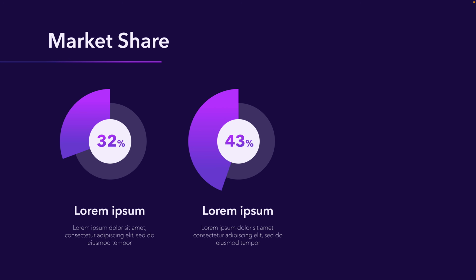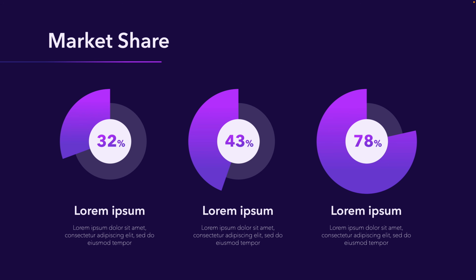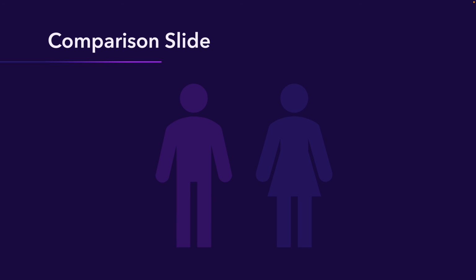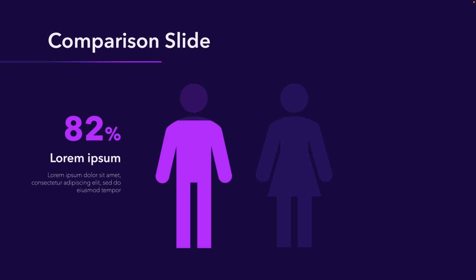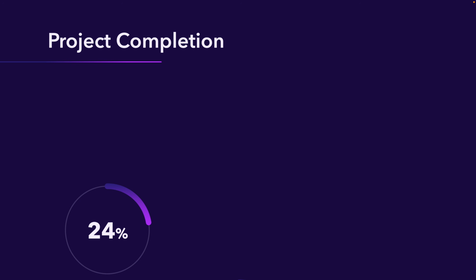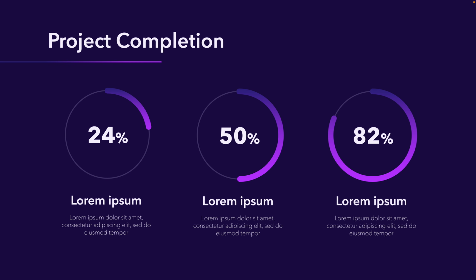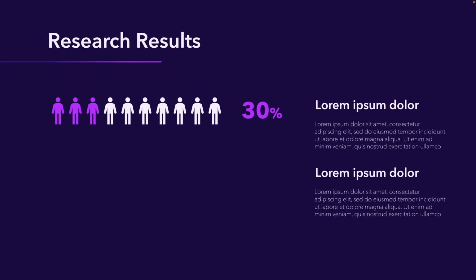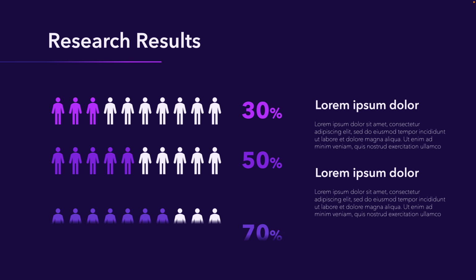We also have a way to compare market shares, for example, comparing 3 different percentages in a visually appealing way. Next, we have a comparison slide where we compare, for example, the male versus the female ratio in a research. And we'll also look at, for example, a project completion where you compare 3 different percentages in a different way. And to end with the research results where you want to show or compare data in demographics on the slide in a more dynamic and creative fashion.